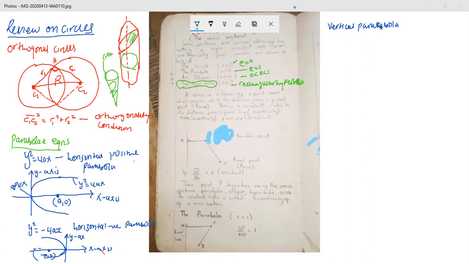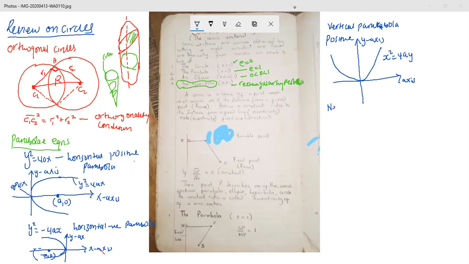The vertical parabola, which is positive, looks like this. It is symmetric about the y-axis, so its apex touches the x-axis. And this one is in the form x squared is equal to 4ay.